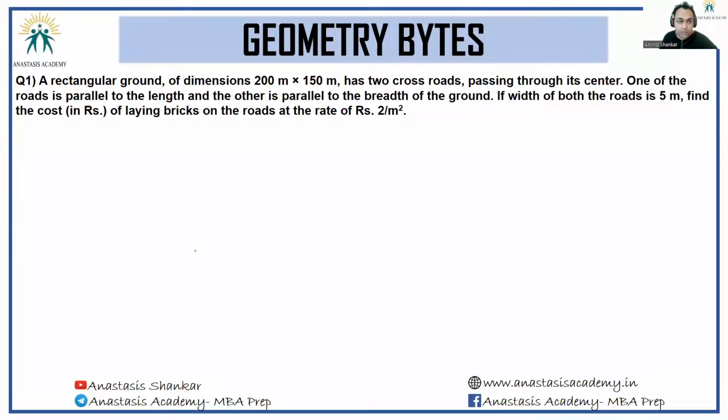Let's look at the solutions of geometry bites. A rectangular ground of dimension 200 meters by 150 meters has two crossroads passing through its center. One of the roads is parallel to the length and the other is parallel to the breadth of the ground. If the width of both the roads is 5 meters, find the cost in rupees of laying bricks on the roads at the rate of rupees 2 per meter square.